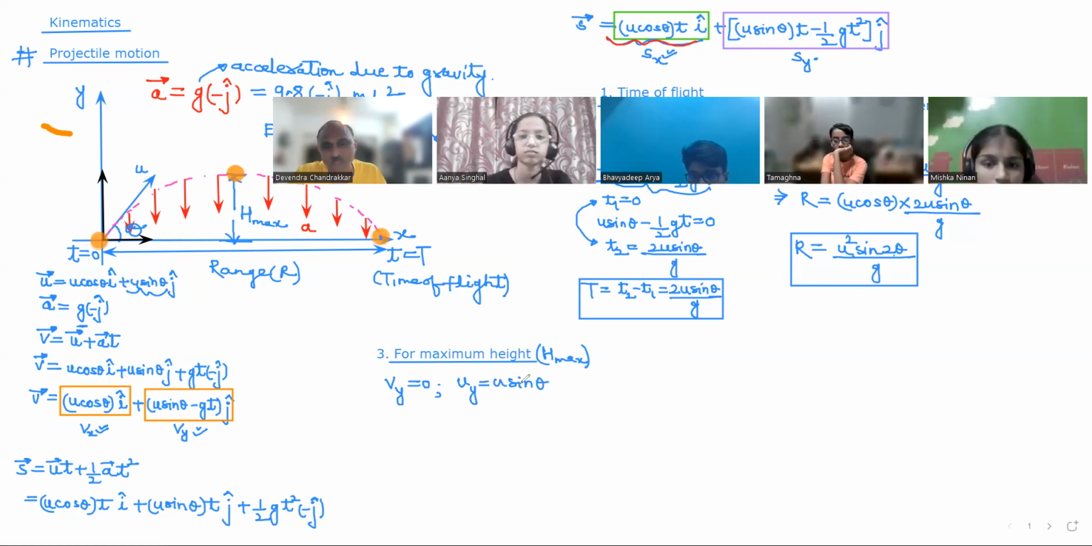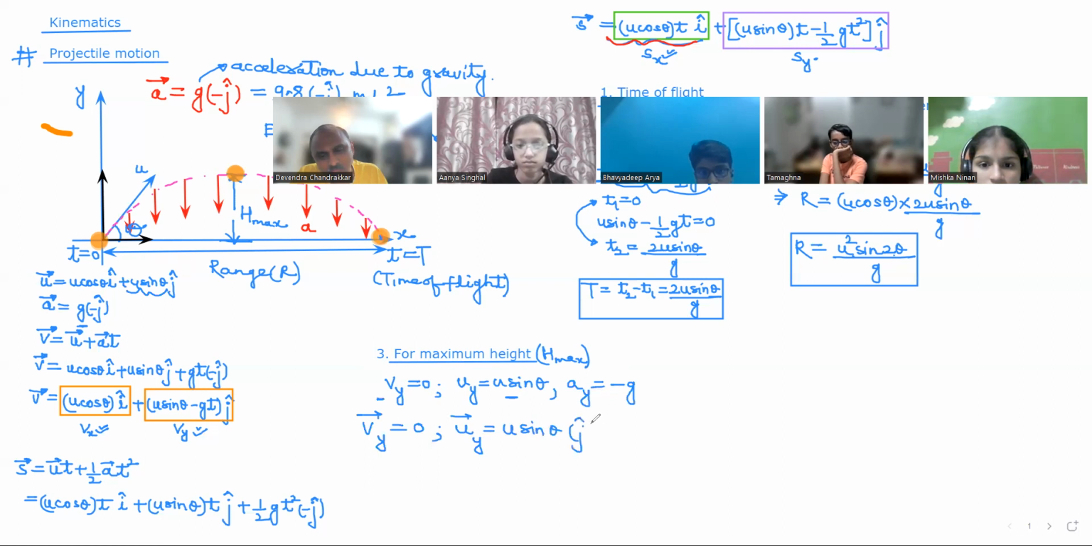So uy is u sine theta. What about acceleration along y-axis? It's minus g, right? Both of them: this is 0, this is along positive j, this is along negative j. So this is minus g j cap. Or if you want to write it in terms of vectors, vy vector is equal to 0, uy vector is u sine theta j cap, and vector ay is equal to g along minus j cap. Yes or no, all of you? Yes, sir.